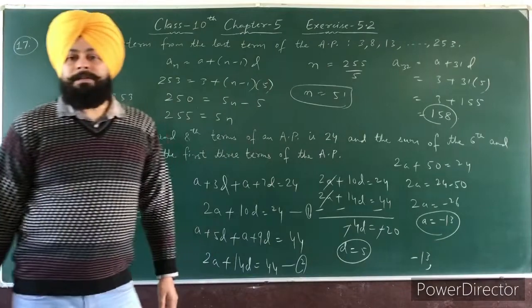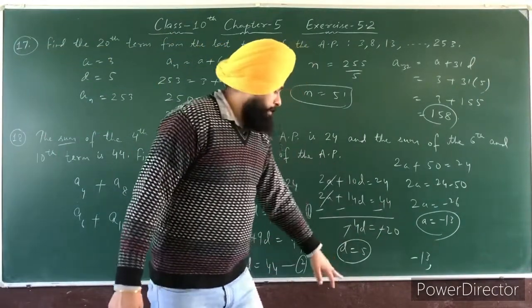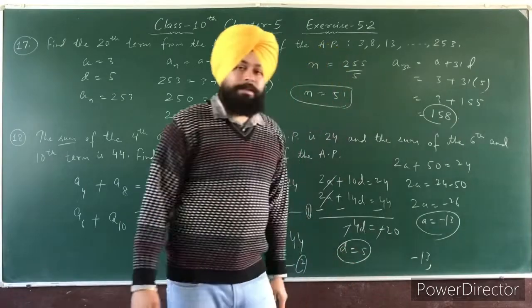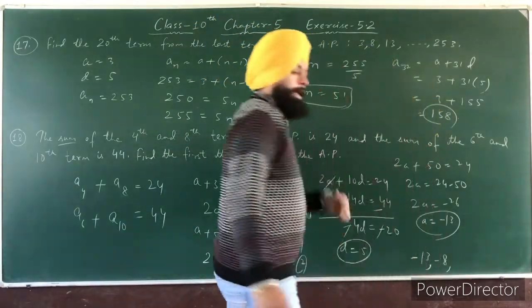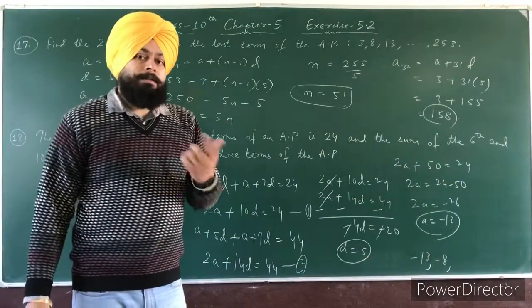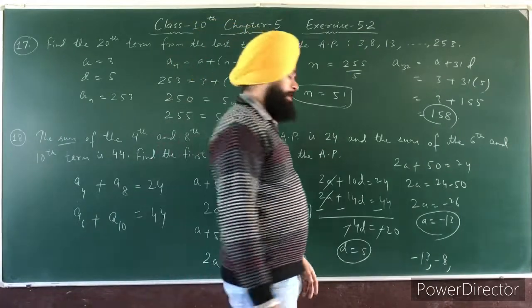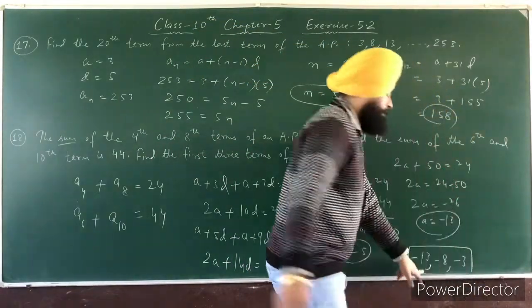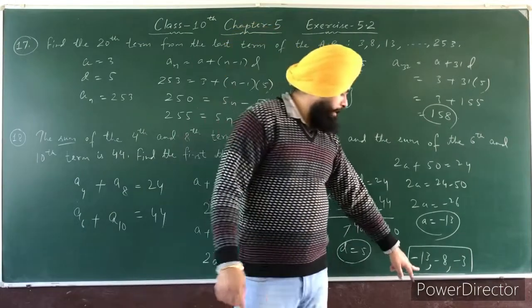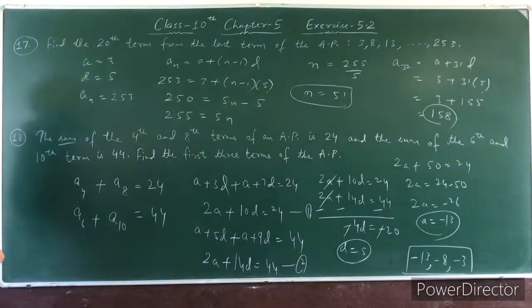Second term is a plus d. It means you will add the common difference to its previous term. So here, minus 13 plus 5 is equal to minus 8. Now again, for the next term you have to add d. So minus 8 plus 5 is how much? Minus 3. So these are the first three terms of this AP series. The first term is minus 13, the second is minus 8 and the third is minus 3. Clear students? So this is question number 17 and 18.